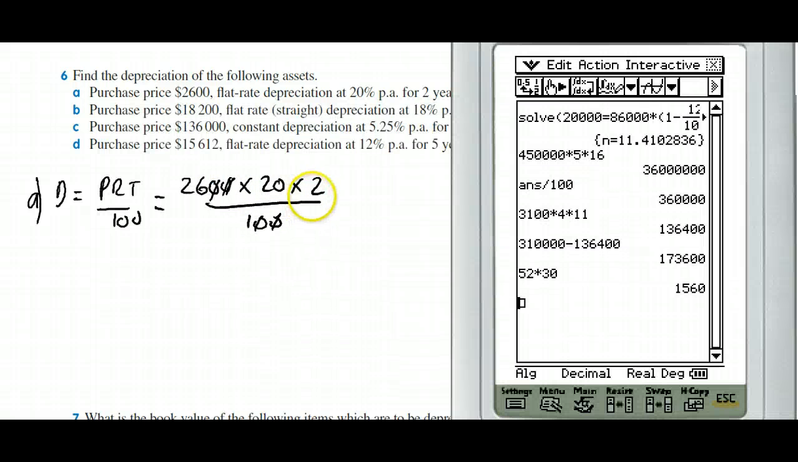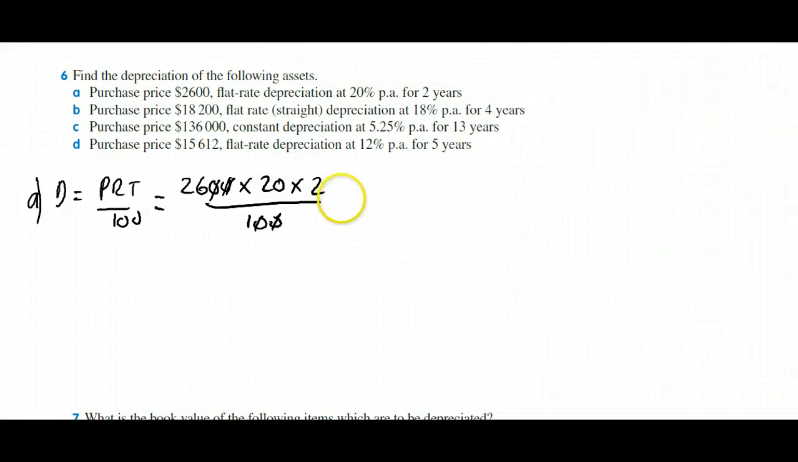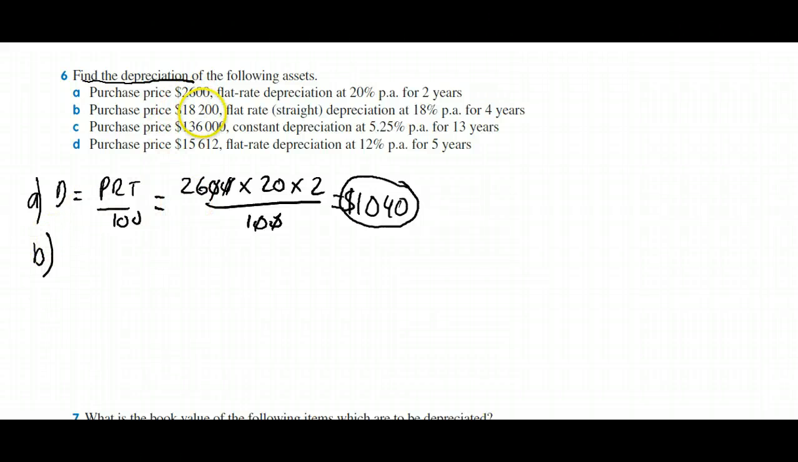So we've got 26 times 20 times 2 gives us 1,040. Now we're only being asked to find the depreciation of the following assets, so we don't have to do anything minusing 1040 from 2600 here. We've answered the question just by doing that. $1,040.